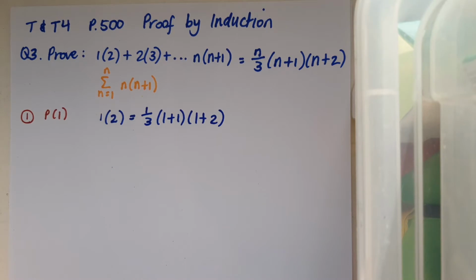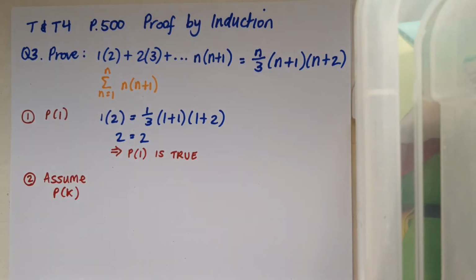And then I'll go ahead to evaluate both sides, and I'll get the really obviously true statement that 2 equals 2. So I'm just going to state the obvious there that P1 is true. You can also say that the statement is true for n equals 1 if you prefer to phrase it that way. My next step is to assume that Pk is true.